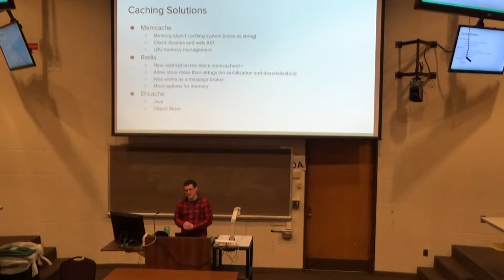Redis is the new and upcoming, the new guy on the block. It's Memcache with a lot more added features that make it a lot better for most use cases. Occasionally you go back to Memcache, but for the most part, if you're building something new, you should look to use Redis. You can store more than just strings. So picture this kind of more like a NoSQL database where you can store your objects as JSON or whatever you need. You don't need to serialize like you did with Memcache.